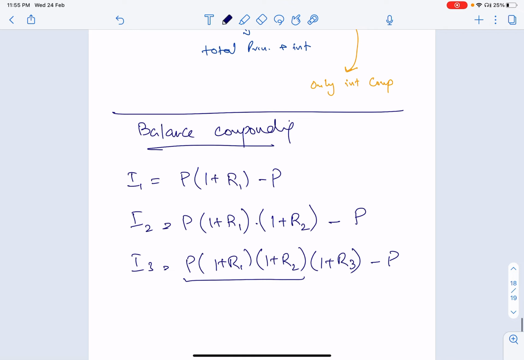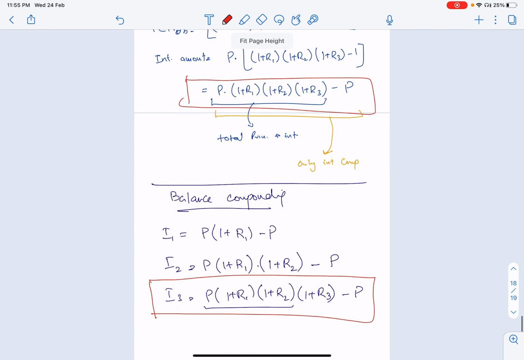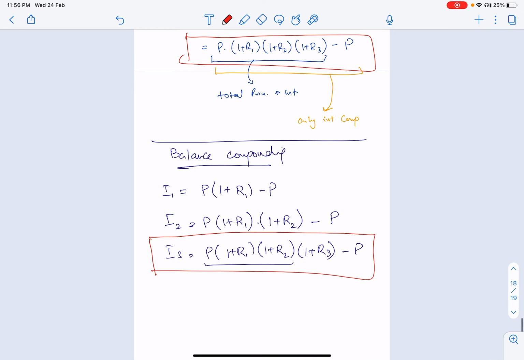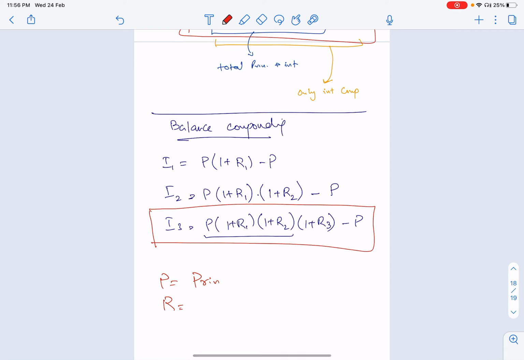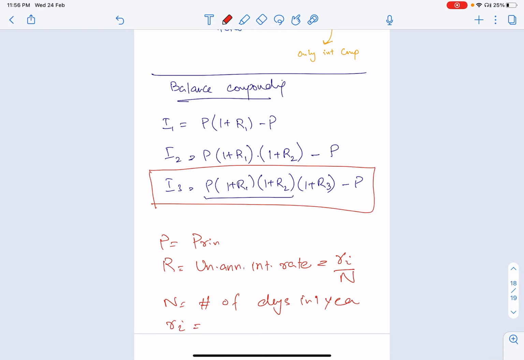So now when you match this form of the equation that we just obtained with that form of the equation, you can see both of them are exactly the same, where P in both forms is principal, and R is basically the unannualized interest rate, which is equal to Ri over N. N is the number of days in 1 year, and Ri is the annualized interest rate.